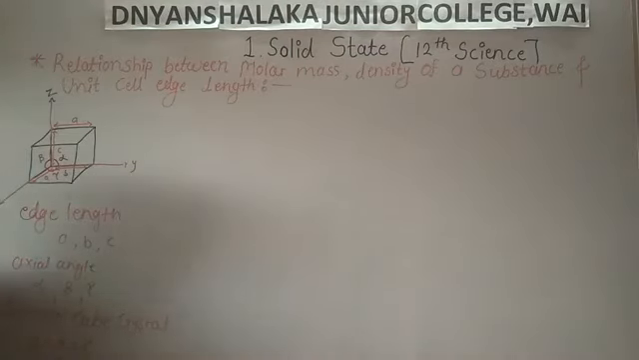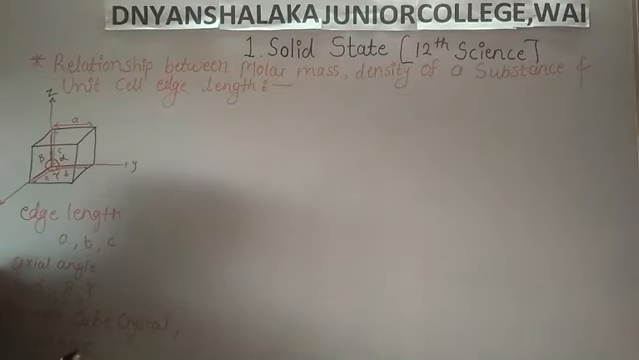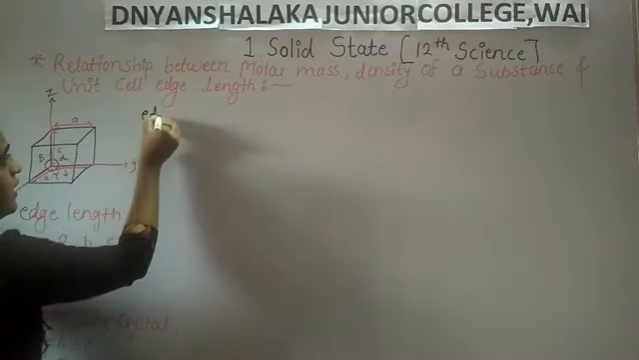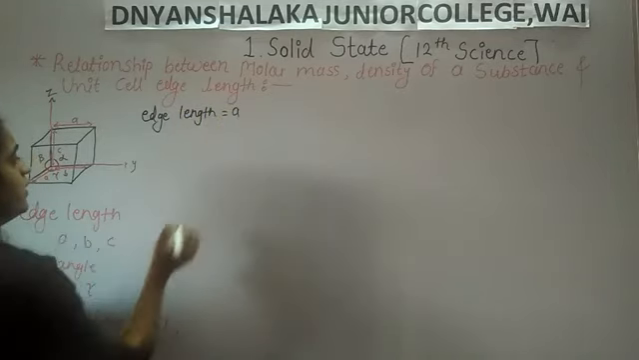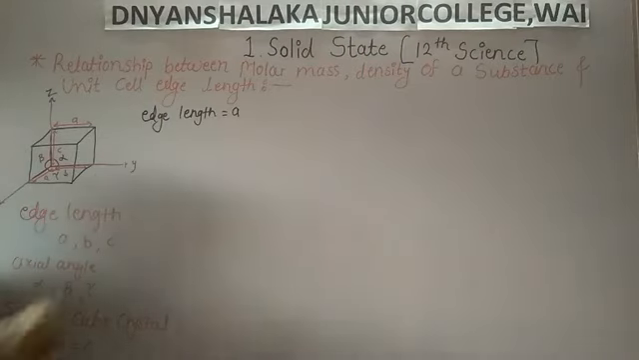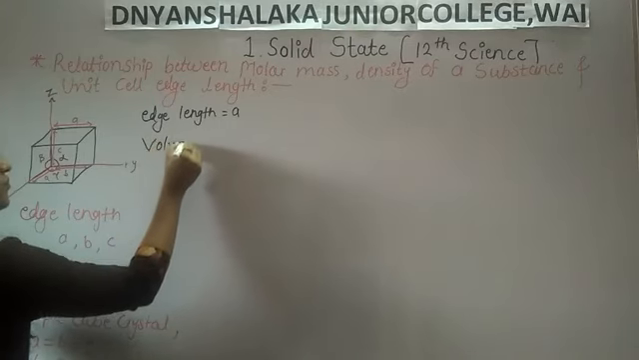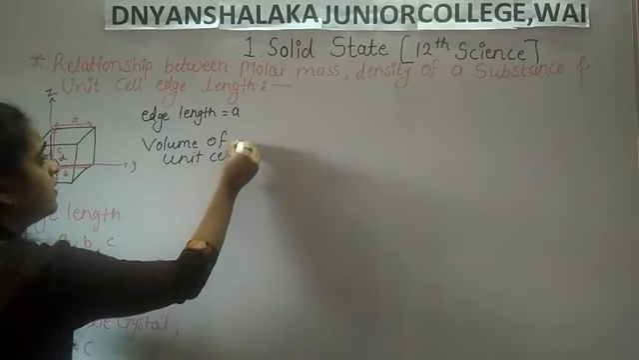So we see the relationship between molar mass, unit cell edge length and density of the substance. First, since these edge lengths are equal, let us assume only one type of edge length, and we say it is small a. Edge length is equal to small a. Next we have to find the volume of the unit cell. The volume of the unit cell has the symbol V.